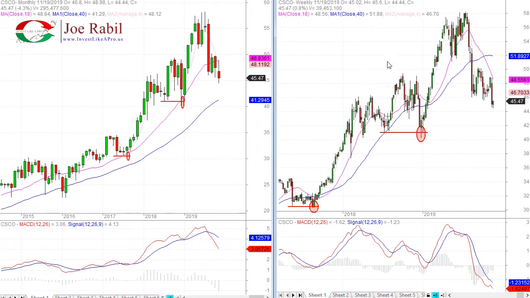I mean, if you want to buy violent weakness, you want something that's almost like gapping down or has very violent price action to the downside. This is the type of thing you want to be looking for.